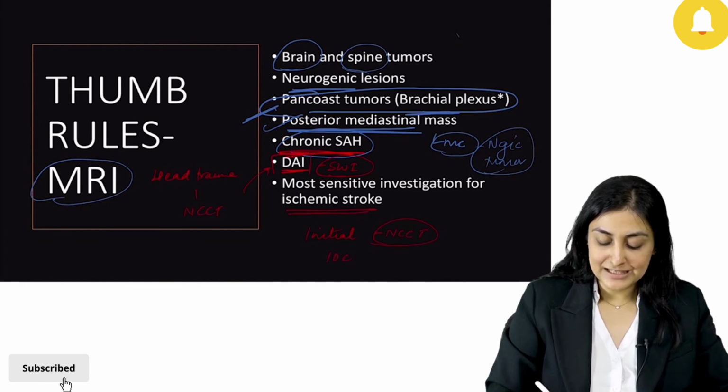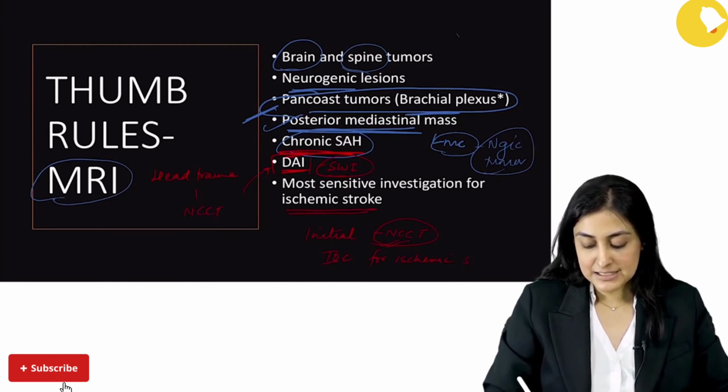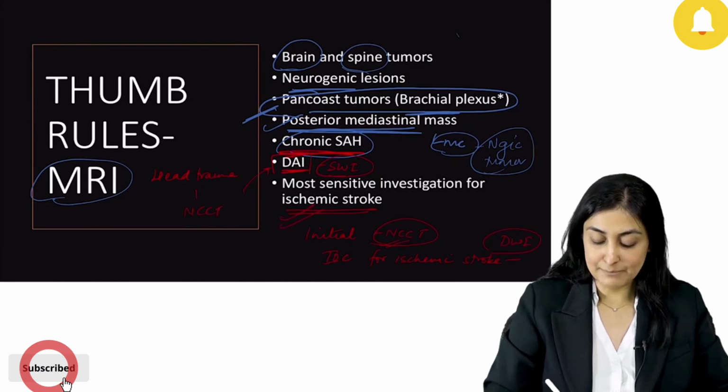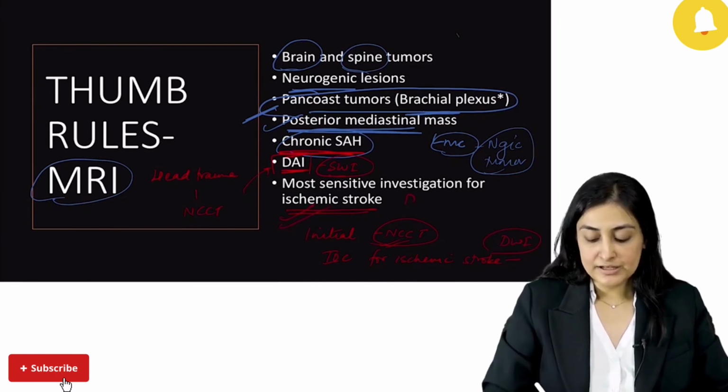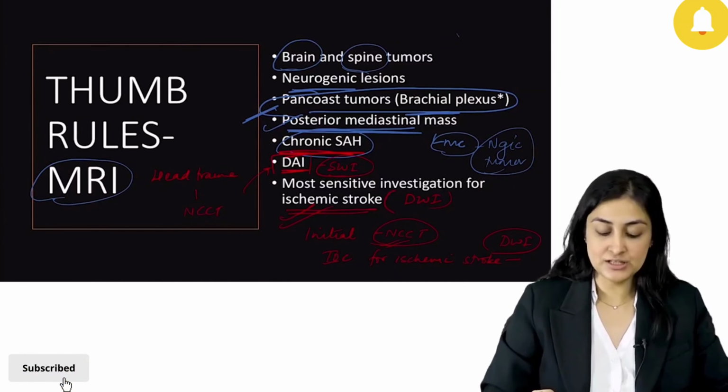And for stroke, again, the initial investigation of stroke is going to be NCCT. But when you want to know the investigation of choice for ischemic stroke, for hemorrhage we could see NCCT, but for ischemic stroke, the answer is going to be diffusion weighted imaging in MRI. So diffusion weighted imaging in MR is the most sensitive investigation.